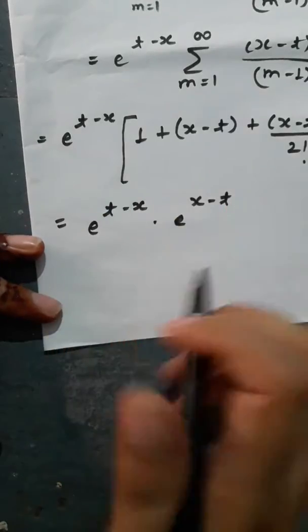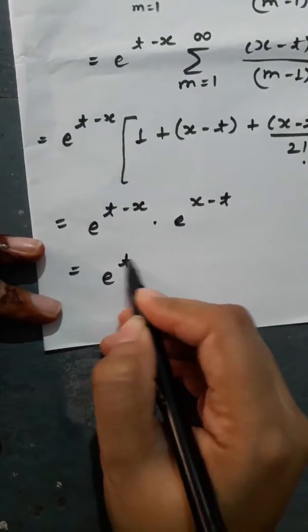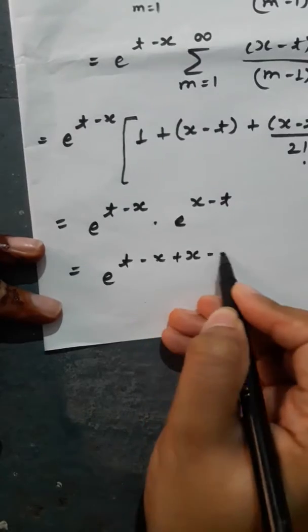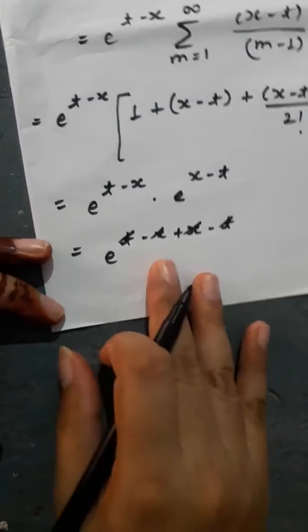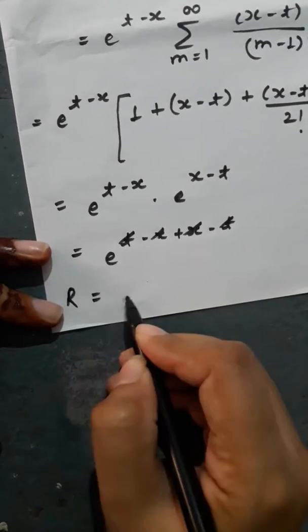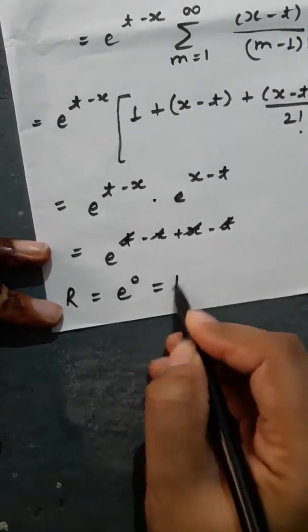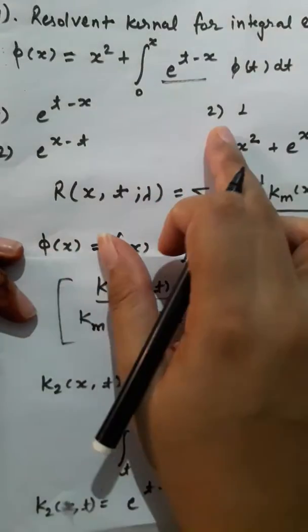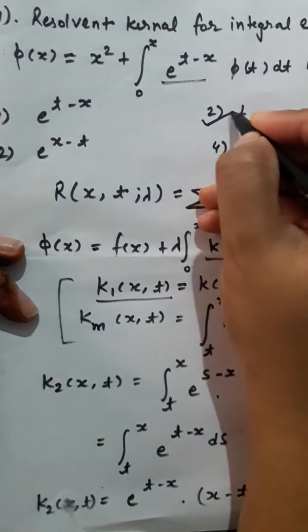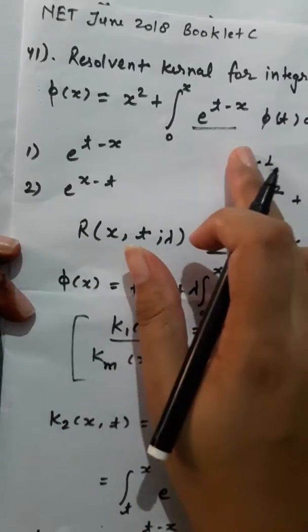So just add the powers, you will get e to the power t minus x plus x minus t. So x and x get cancelled, t and t get cancelled. So you got R is equal to e to the power 0 is equal to 1. So we got the resolvent kernel value as 1. See the options here. The second option is 1. So in this question the second option is correct.